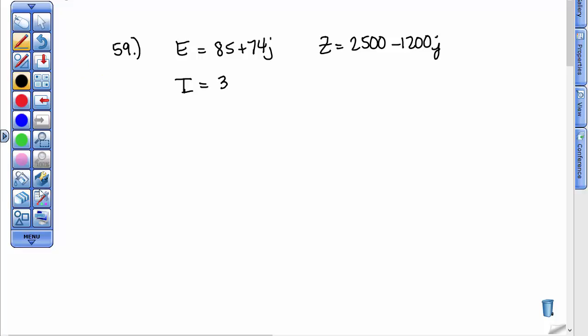Oh, my word. Concentrate. There we go. I was trying to think of the formula, and so that's why I wasn't concentrating.